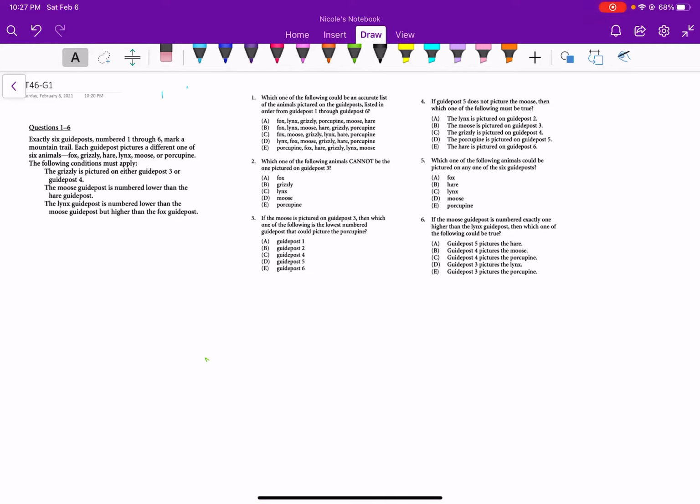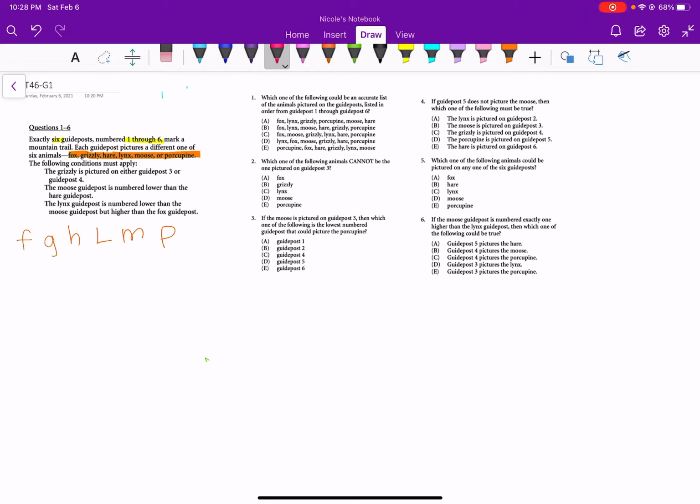All right, so we have practice test 46, game 3. Exactly 6 guideposts are numbered 1 through 6, marking a mountain trail. Each of the guideposts pictures a different one of 6 animals, and our animals are a fox, a grizzly, a hare, a lynx, a moose, and a porcupine.